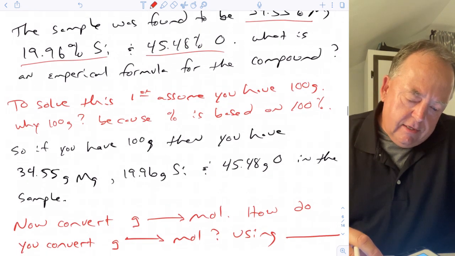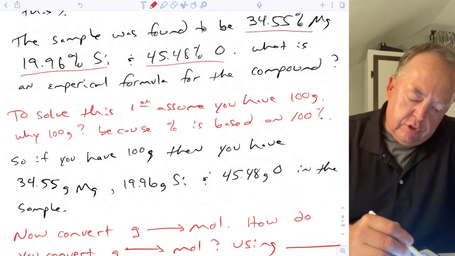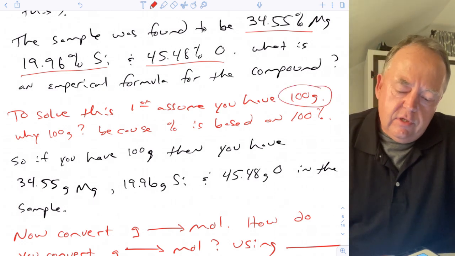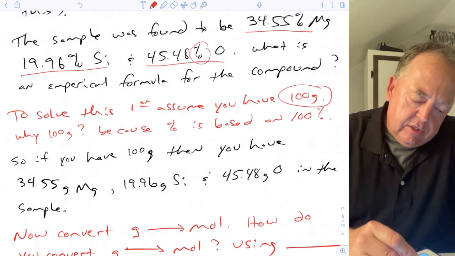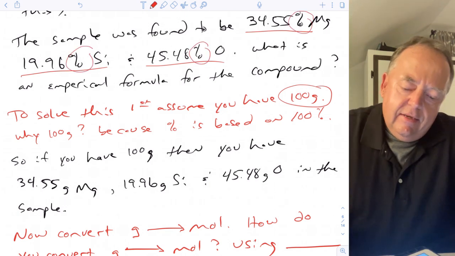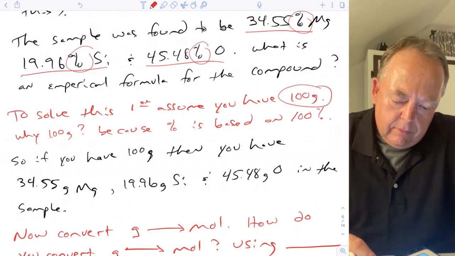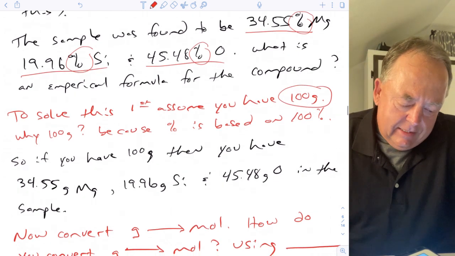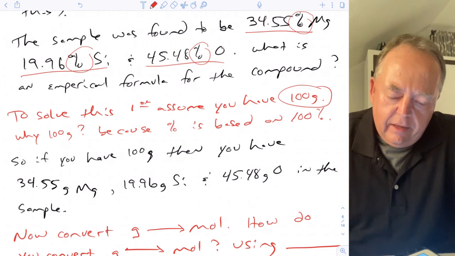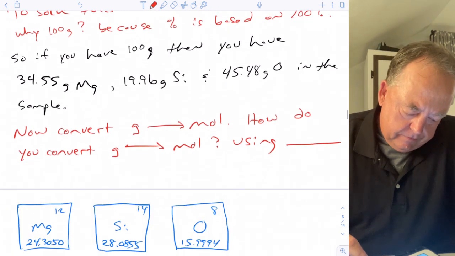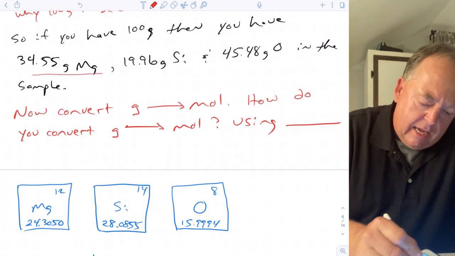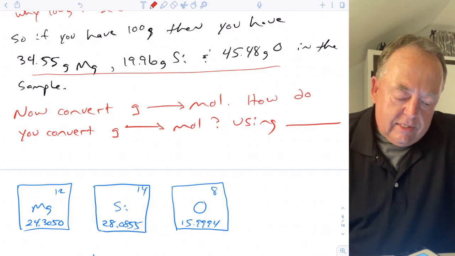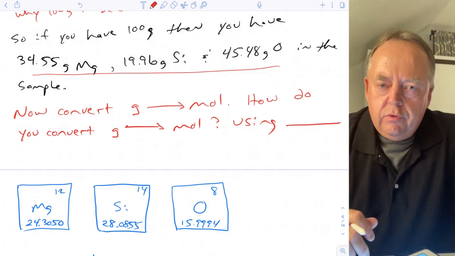Okay, so let's use that to get an empirical formula. To solve this problem, we're going to assume that we have 100 grams. Why 100 grams? Because percentages are based on 100%, right? So if we had 100 grams, then we must have 34.55 grams of magnesium, 19.96 grams of silicon, and 45.48 grams of oxygen. Once we've made that realization, now we have grams. So if we had a 100 gram sample, then that's how many grams of each of these would be present.